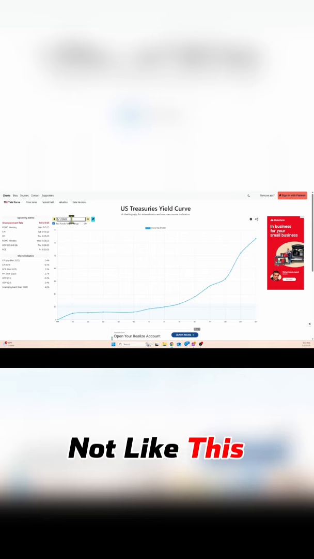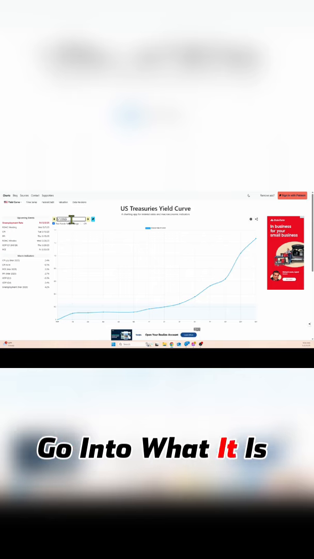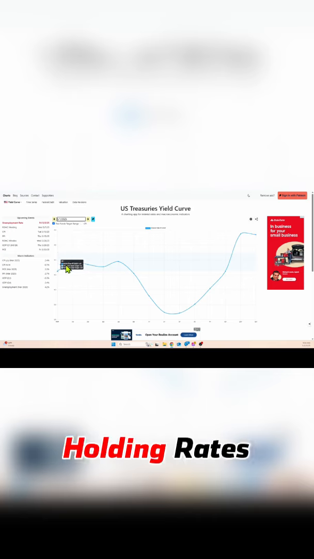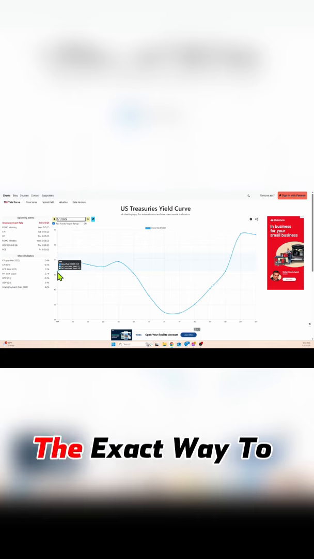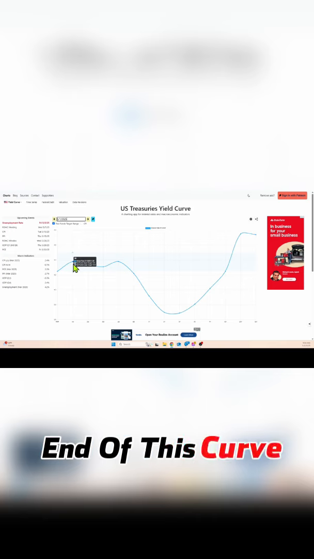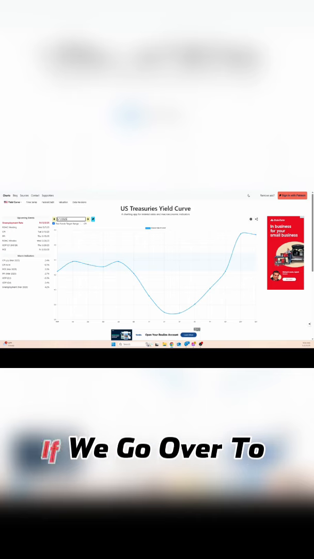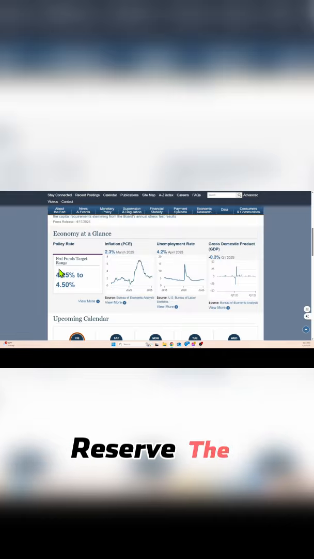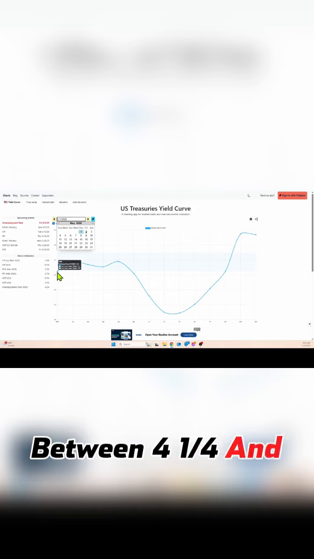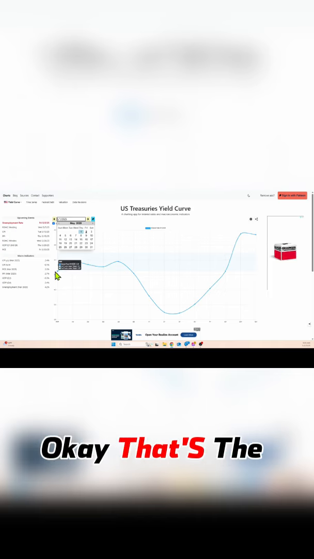Not like this. Let's go back and go into what it is now. This is what's wrong. This is right through here. This is basically where the Federal Reserve is holding rates. Okay, I know that's not the exact way to look at this, but the Federal Reserve kind of controls the front end of this curve. And how do we know? Well, if we go over to here, the Federal Reserve controls the federal funds rate, 4.25 to 4.5. So let's get over to here. It's basically between 4.25 and 4.5. Let's say there. Okay, that's the problem.